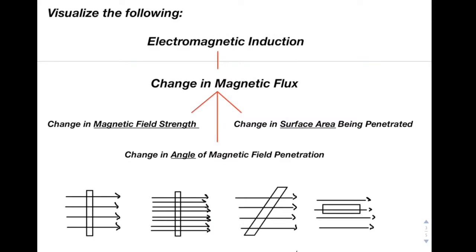So we can use the diagram below to help us visualize Faraday's law of induction, which states that a change in magnetic flux will result in electromagnetic induction, or an induced EMF. So if the end result is electromagnetic induction, we can see how a change in magnetic flux will result in the creation of an electromagnetic induction.